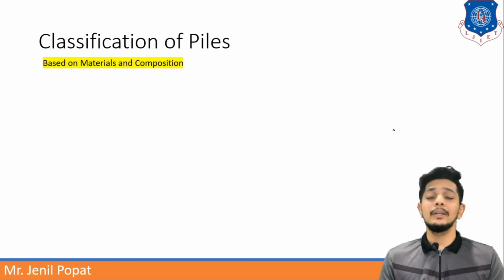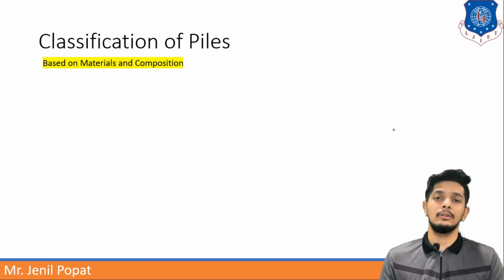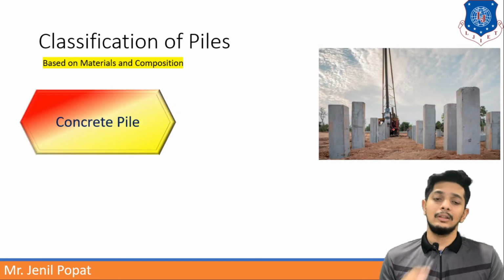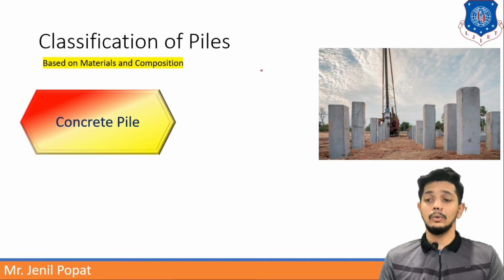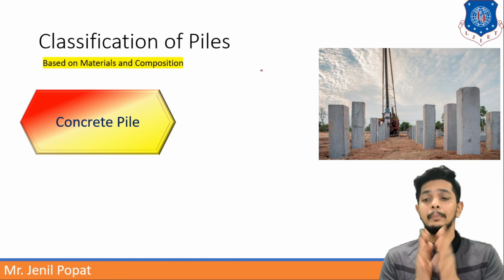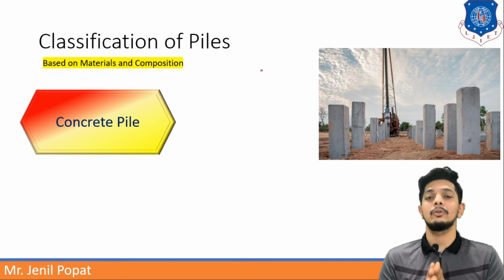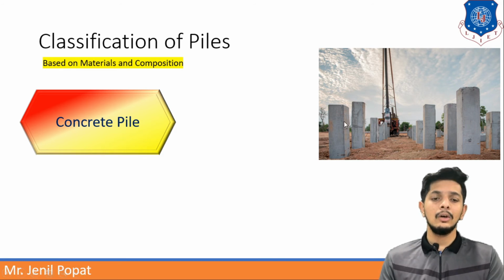Classification of piles based on materials and composition. Now, first is concrete pile. Based on material and composition, if the pile is made up of concrete, then it is called a concrete pile. Here you can see square sections or column sections as a concrete pile. It looks like a column, but it goes inside. It is driven inside by a crane, and this is how it works.